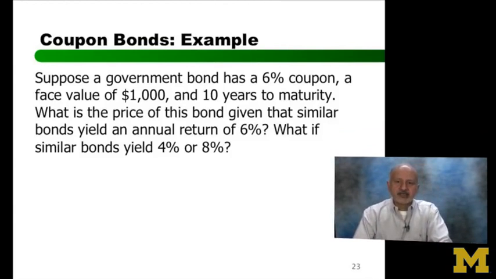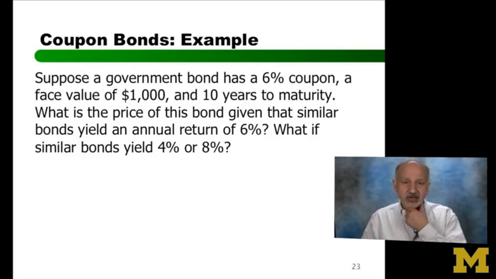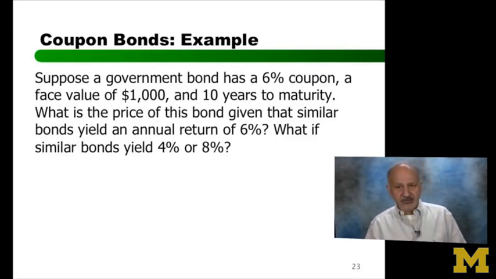Suppose a government bond has a 6% coupon, a face value of $1,000 and 10 years to maturity. What is the price of this bond given that similar bonds yield an annual return of 6%? What if the similar bonds yield 4%? And what if they yield 8%?